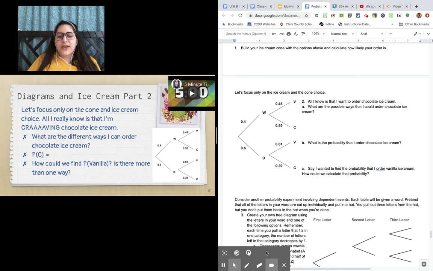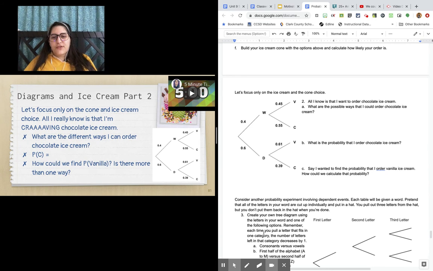All right, so here we go. Last example with tree diagrams. So for this one, we're only going to focus on the first two levels because when you add the third one, it gets a little bit crazy. So we're just going to focus on the first two levels, which was my waffle cone, my dipped cones, my cone choice, and my ice cream choice. All I know when I go into this ice cream shop is that I want chocolate ice cream.